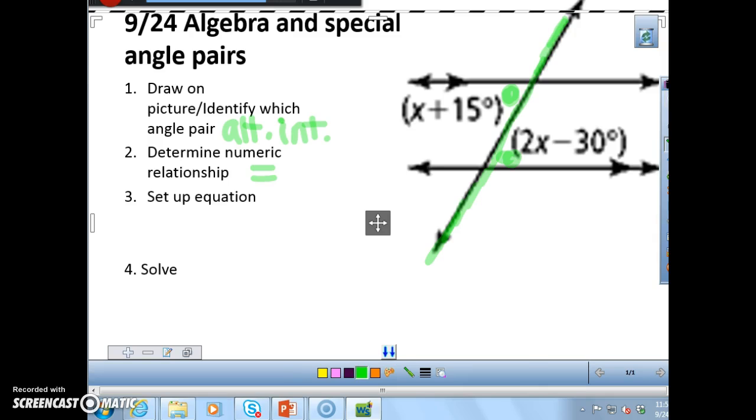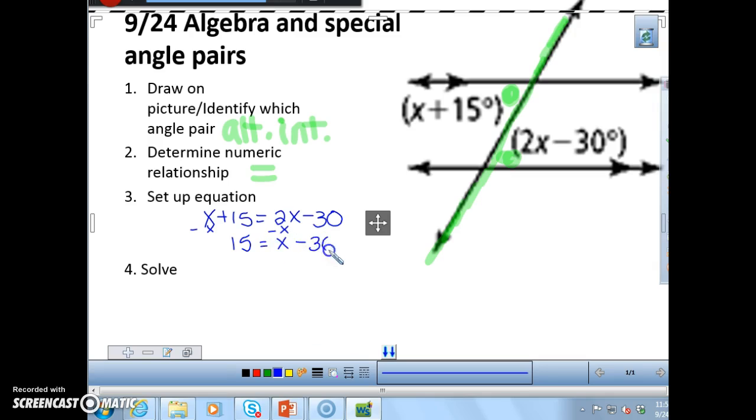And so we're going to write an equation that would say that. So x plus 15 equals 2x minus 30. And then, of course, we're going to solve. So subtract x. So x is 45. So if the problem says find x, we're done.